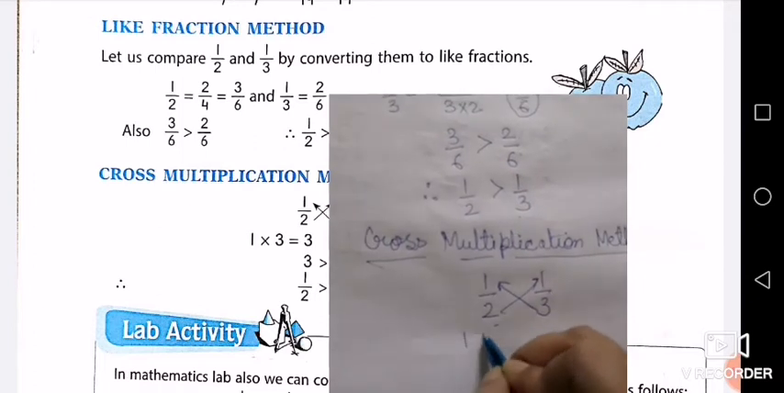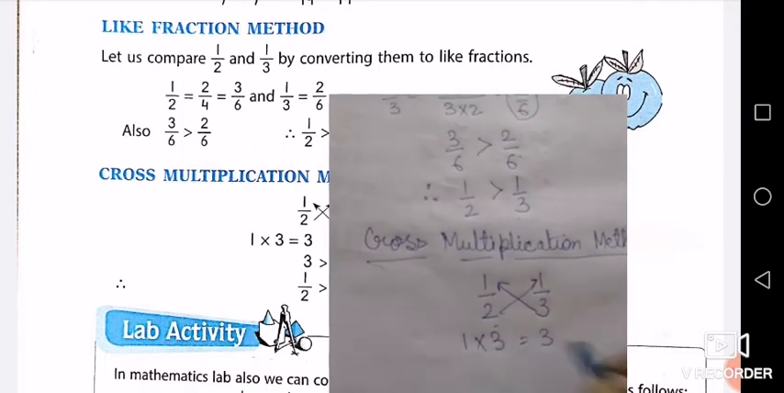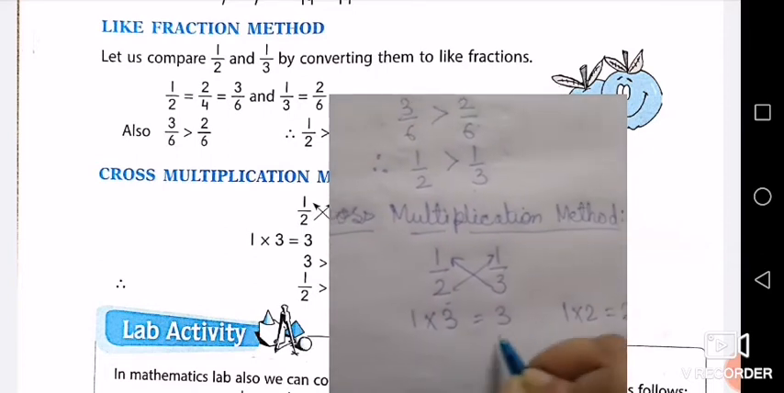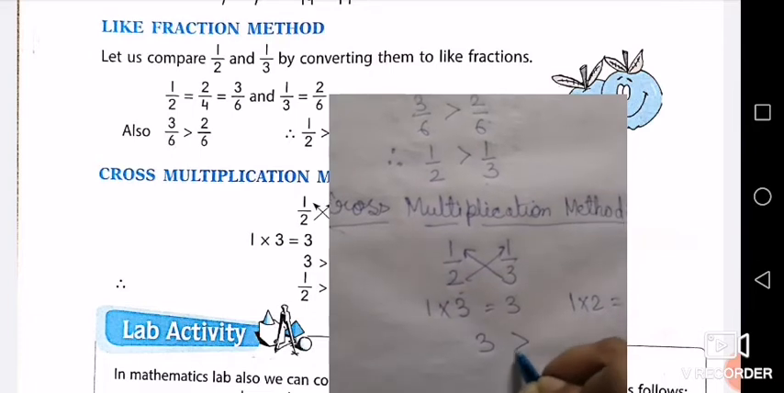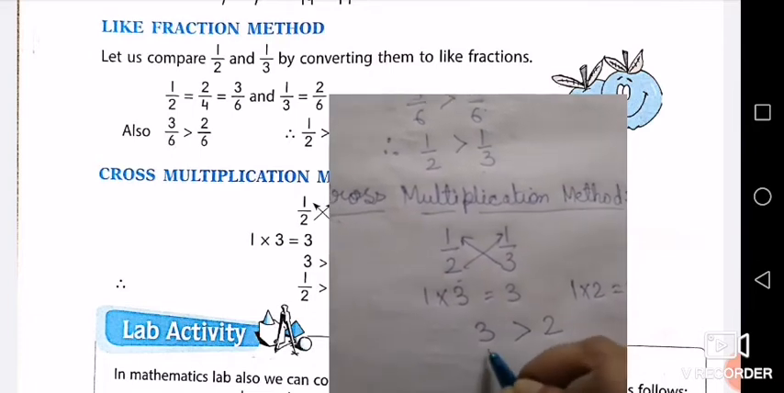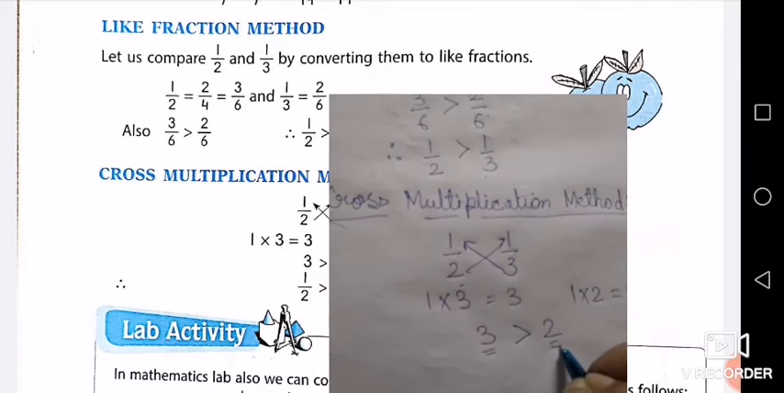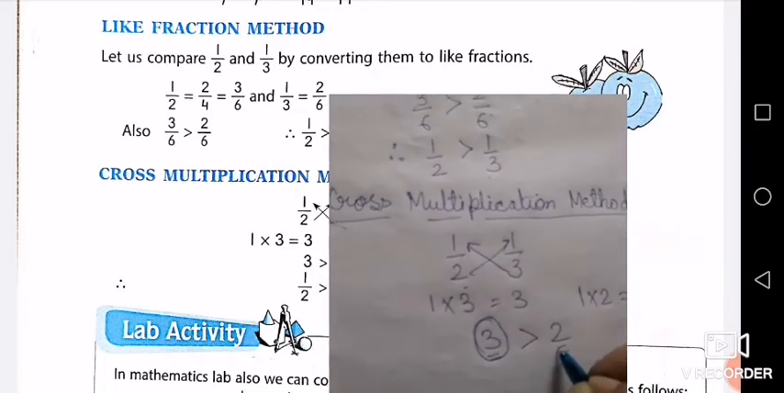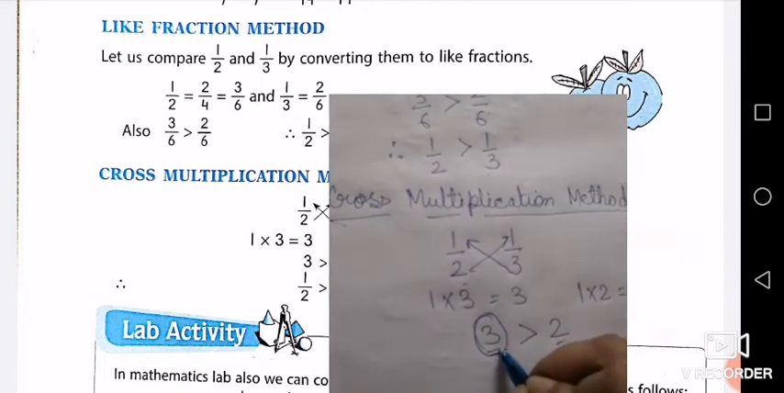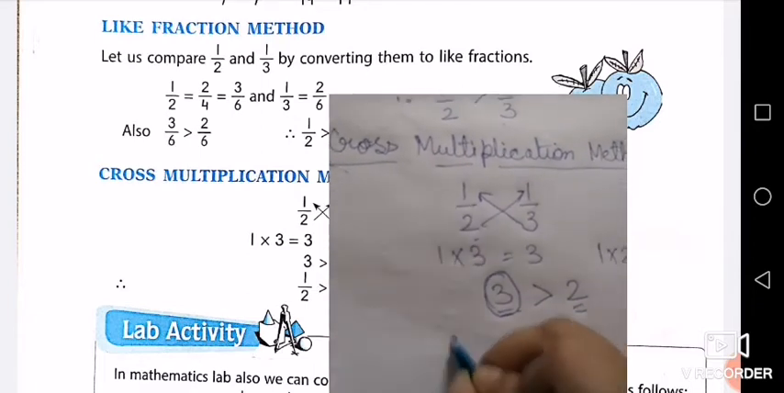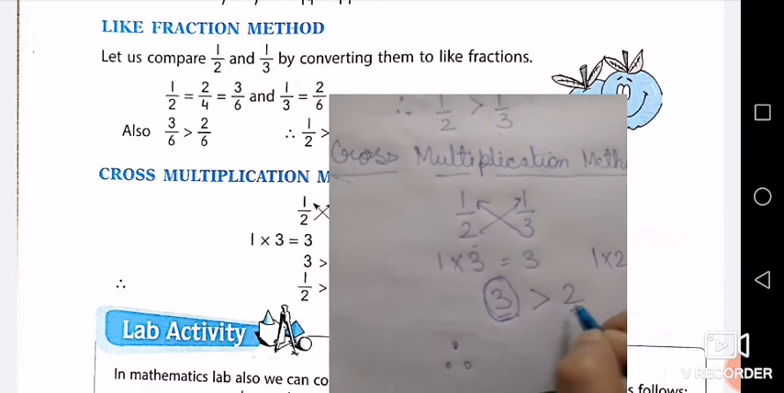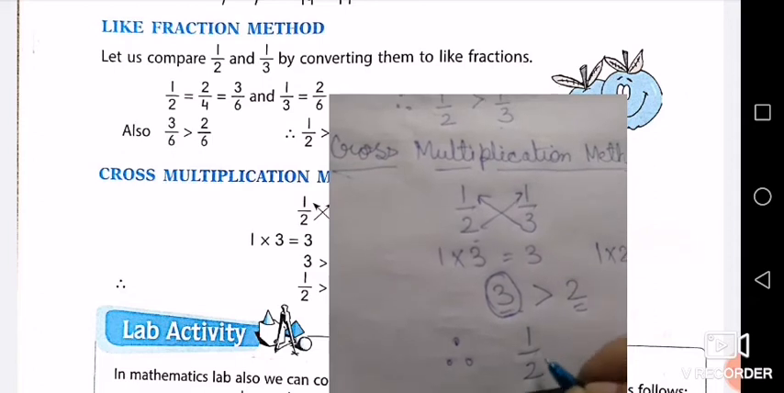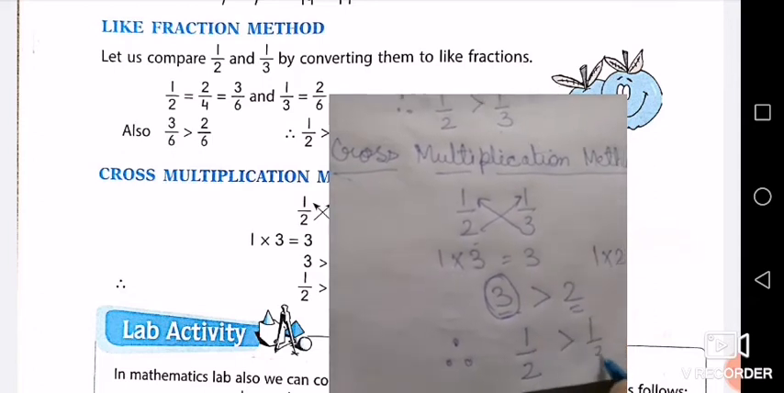So 1 multiplied by 3, what we will get is 3, and 1 multiplied by 2, what we will get is 2. Now as you can see that 3 is greater than 2, whichever number is greater, when that number becomes the denominator, the result will be opposite. So this 2 is smaller, but 1 by 2 when it comes in fraction form, that will become greater than 1 by 3.